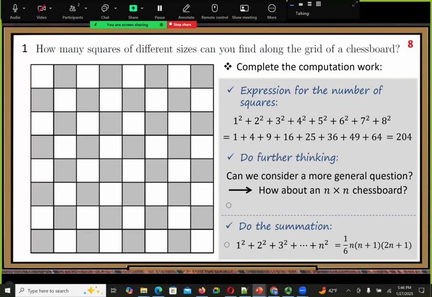Now, you plug in 100, you get the sum of squares of 100 integers. N equals 100, and you find the answer. More efficient. Some of you may like to write a computer program to calculate the sum of squares, but that is still not as good as this formula. Do the summation. So we complete this question.